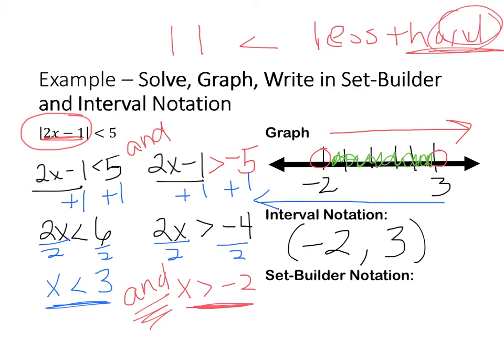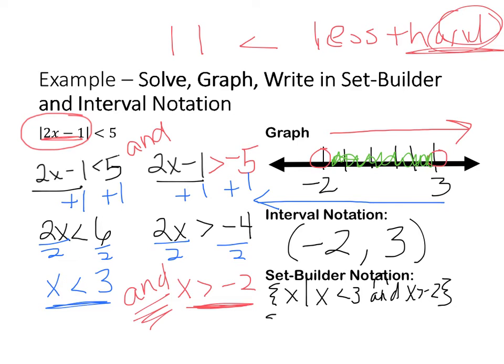And I can write my set builder notation here. It's two ways you can go about this. It is the set of all real numbers x such that, and I can rewrite my answer as x is less than 3, and I can do an "and", or I can do this little symbol there. That means intersection. "And" is the intersection if you've ever done sets. And x is greater than -2.